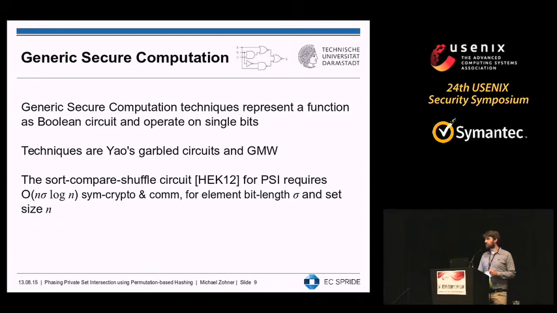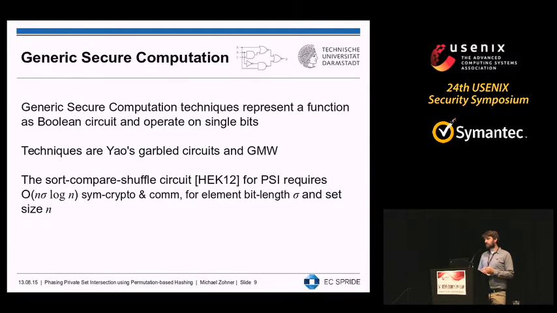Generic secure computation techniques are a bit of a different thing. In generic secure computation, we can actually evaluate any function that we can represent as a Boolean circuit securely. That means that if you have a function, just express it as a Boolean circuit, and then you can use standard techniques like Garbled Circuits or GMW to evaluate these functionalities securely.